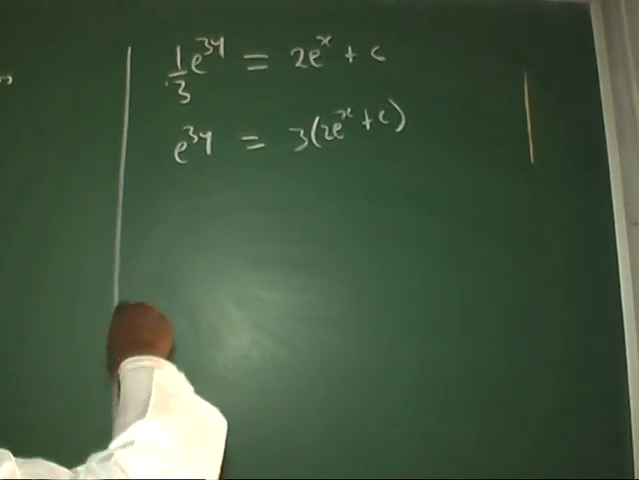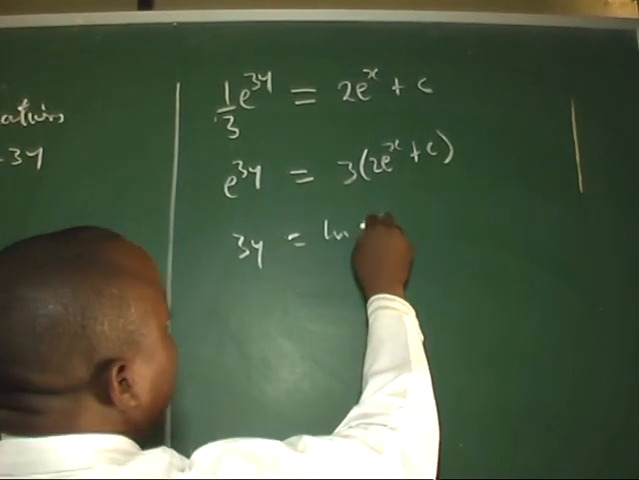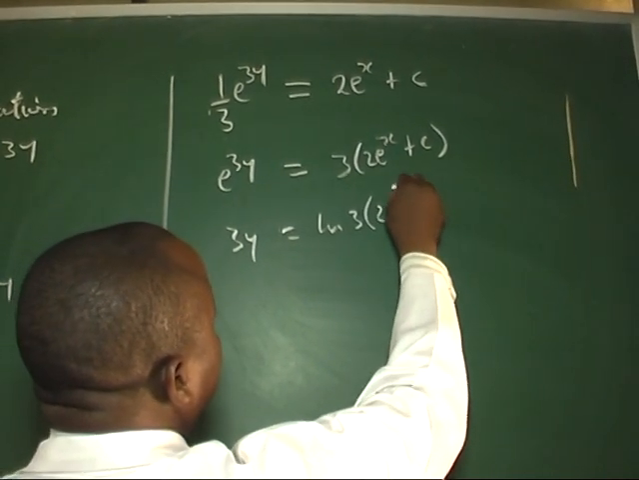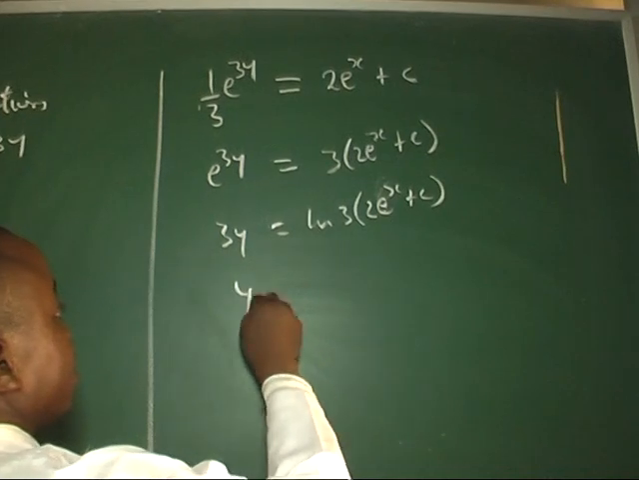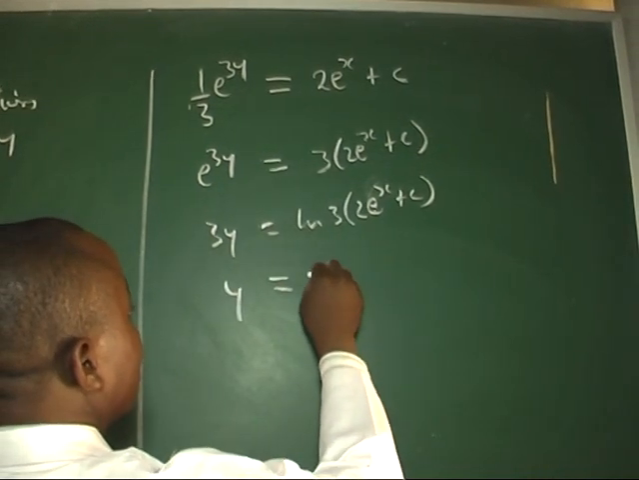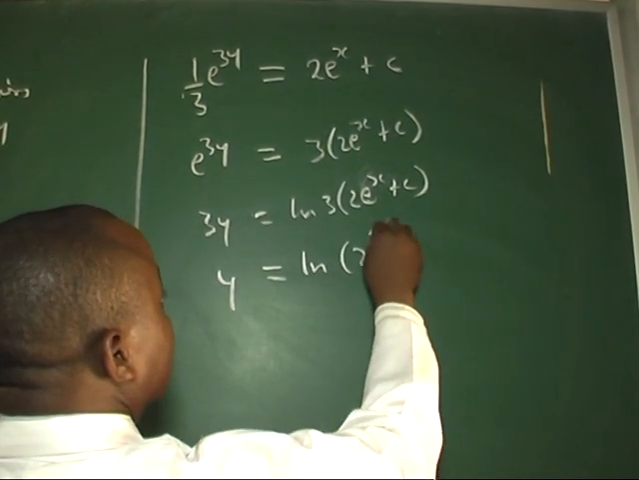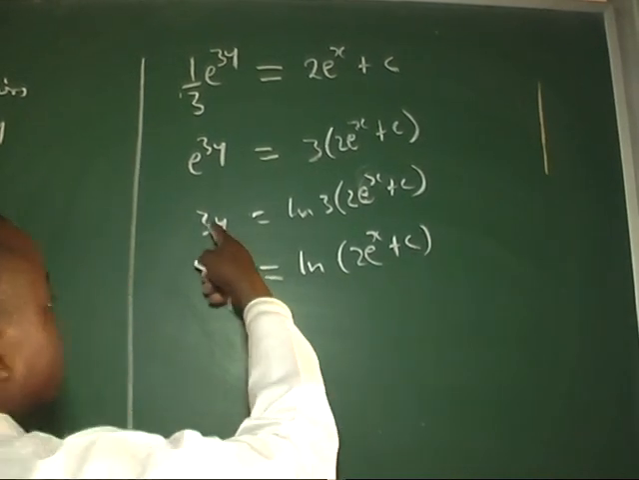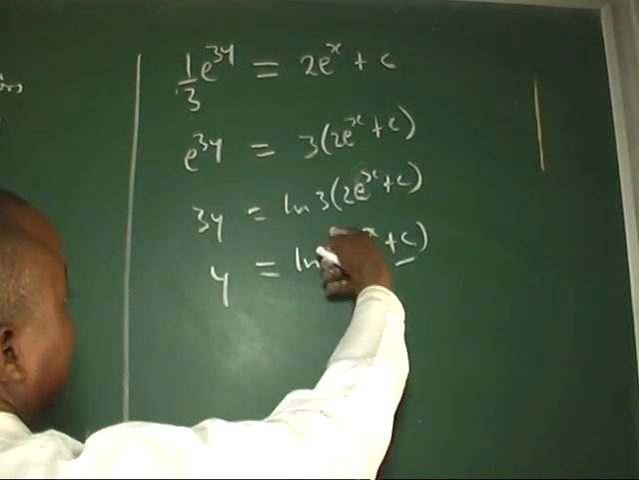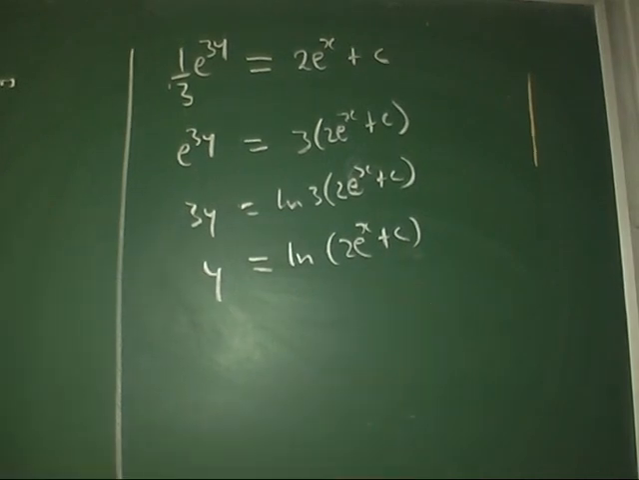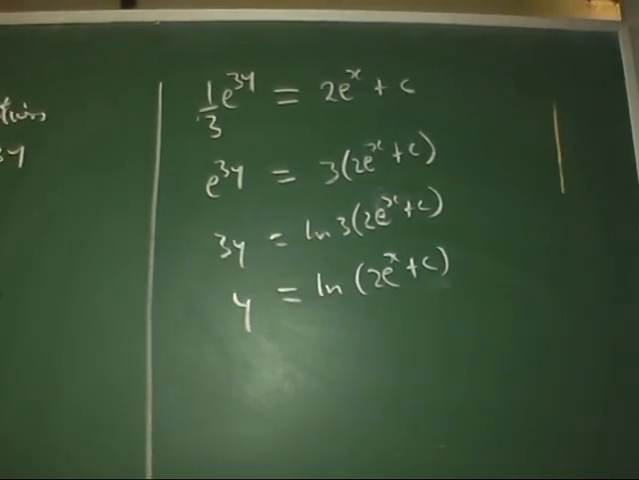Now, if I take ln of both sides, I will have 3y is equal ln 3 times exponential x plus c, which means y will be equal ln of 3 exponential x plus c all over 3, because these 3, of course, can cancel these 3, so we'll have it in this way. So that's how it will be solved.